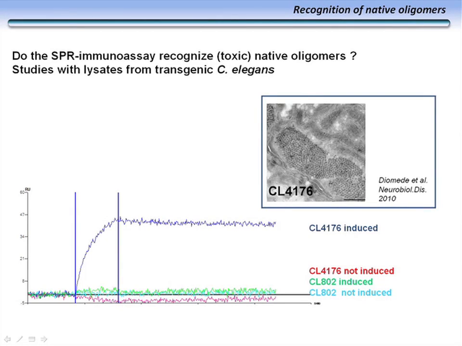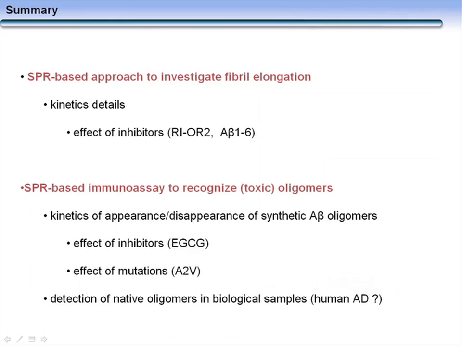So in summary, I've shown you some data demonstrating that SPR can be used to investigate fibril elongation, to get details on the very fine kinetics, and in particular to check for the effect of inhibitors. And I've shown you two examples for that.